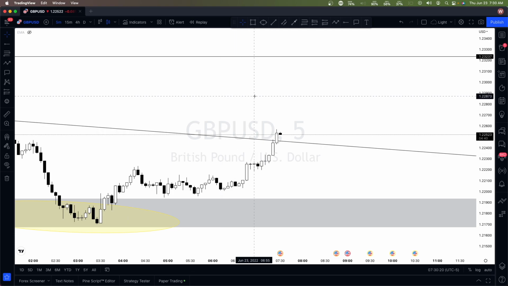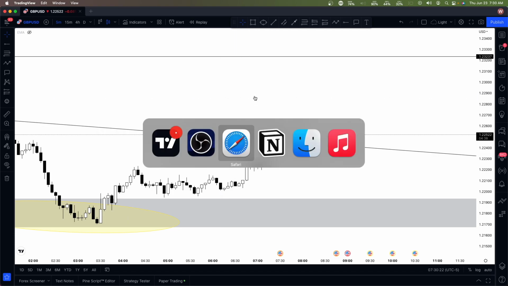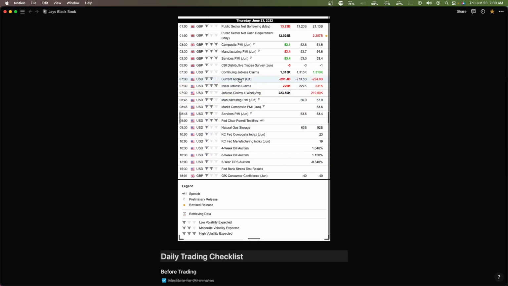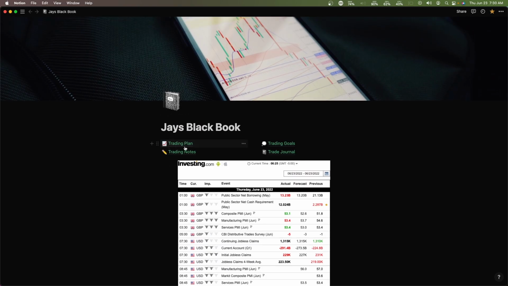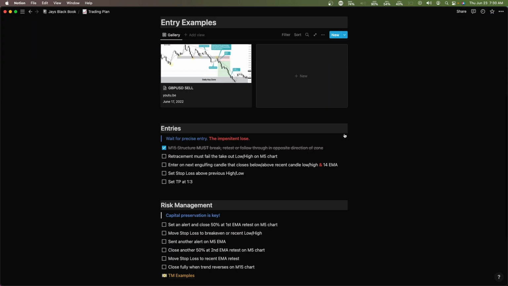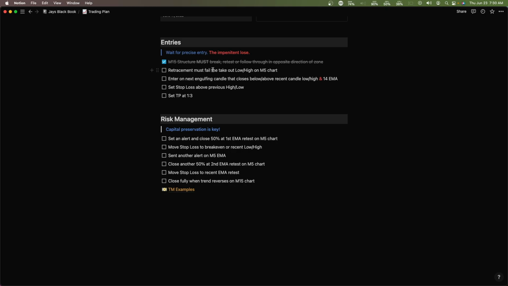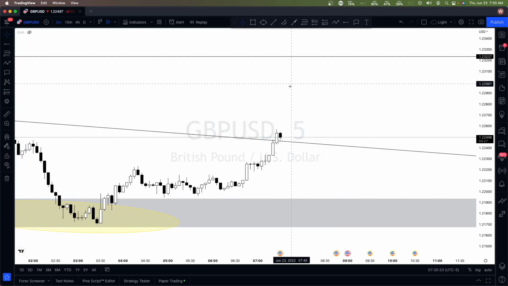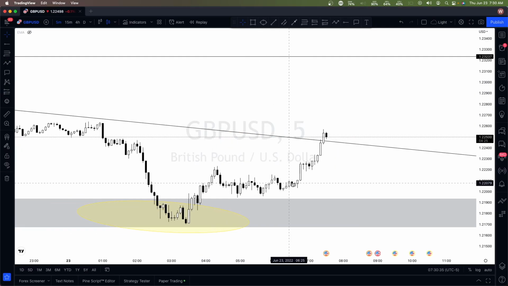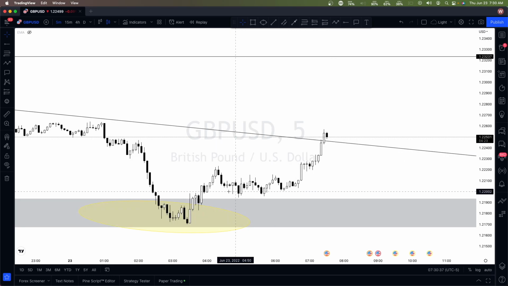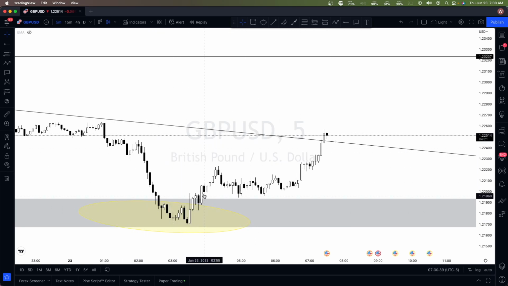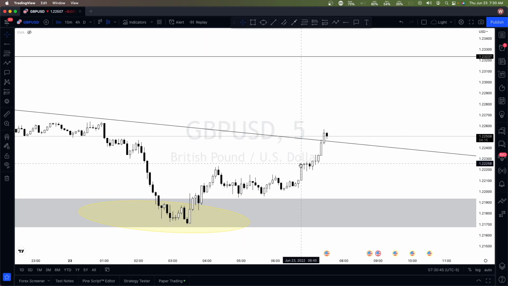So we're going down to a 5-minute. Let's look at our rules again, and our trading plan. So we have: retracement must fail to take out the recent low or high on the 5-minute chart. So let's buy the retracement here. It didn't take out this one, so we could have entered right here.